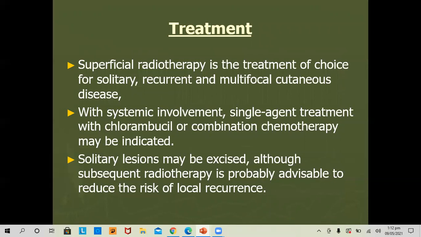Treatment. Superficial radiotherapy is the treatment of choice for solitary, recurrent, and multifocal cutaneous disease. With systemic involvement, single agent treatment with chlorambucil or combination chemotherapy may be advised. Solitary lesions may be excised, although subsequent radiotherapy is probably advised to reduce the chances of recurrence.